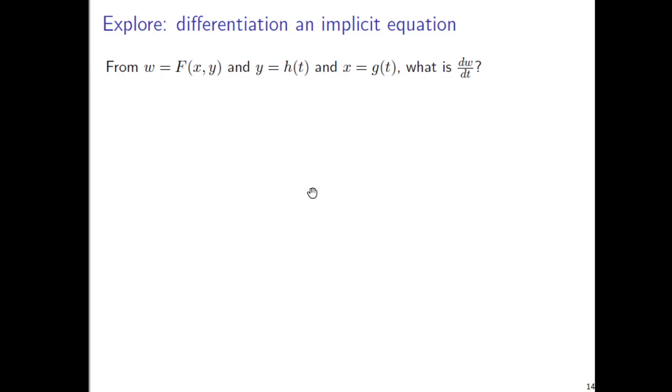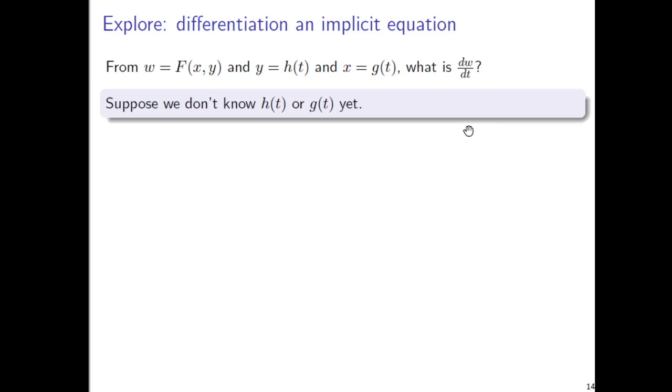Okay, so we have w equals capital F of x comma y. There's some function called capital F, and then y happens to be written as a formula that only depends on t, and we'll call that h of t. x depends on only t, and it's a function called g of t. And the question is, what is dw dt?